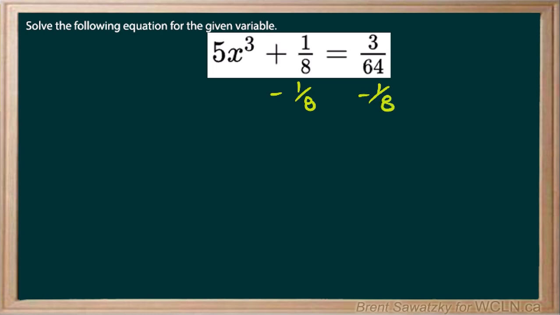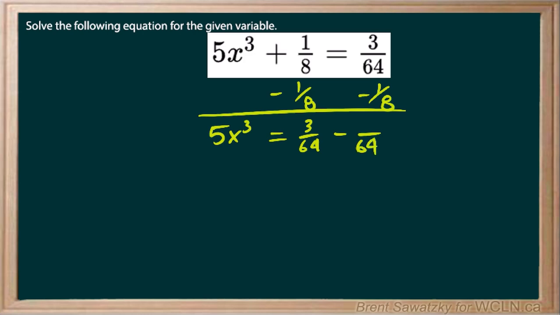All right, so we end up with 5x to the 3, and we have 3/64 minus 1/8. And we know that we're going to need a common denominator to do that. So rather than writing down 1/8, let's think about 1/8 in terms of 64 with the denominator 64. So multiply the bottom by 8, which gives us 64. Multiply the top by 8, which gives us just 8. Okay, so on to the next step, 5x to the 3, and we would end up with -5 over 64.